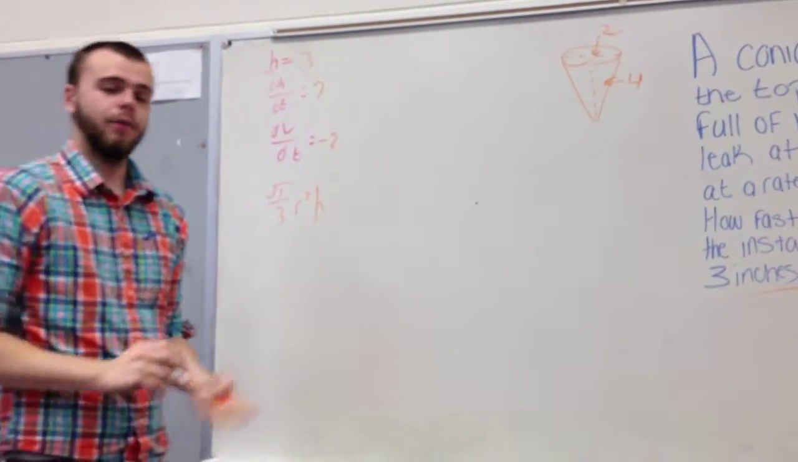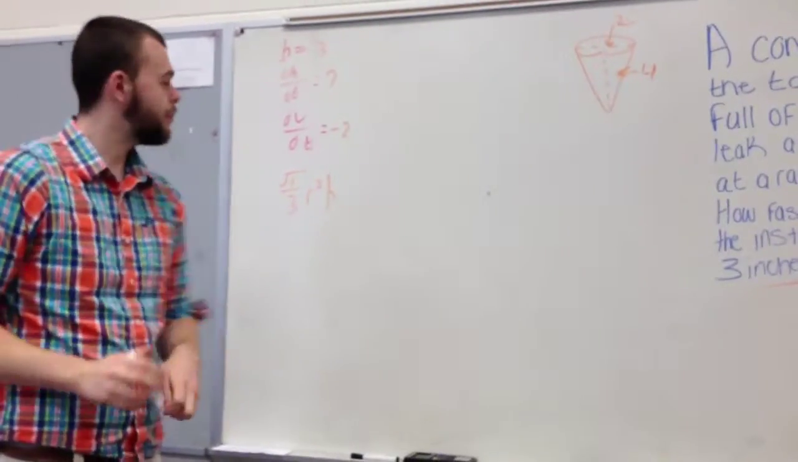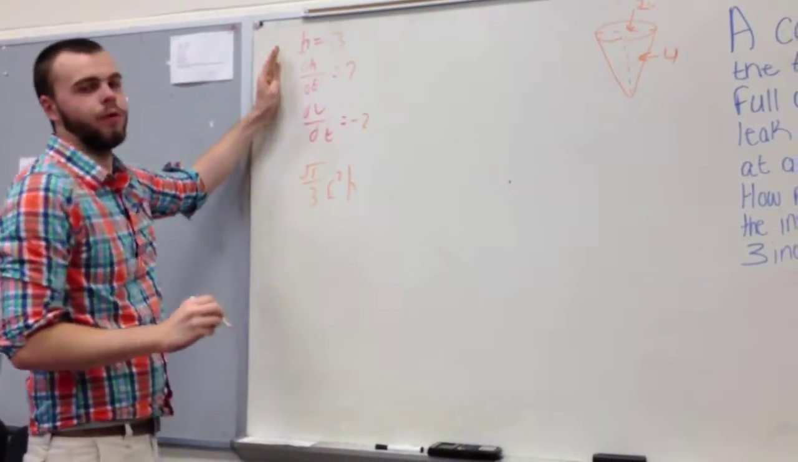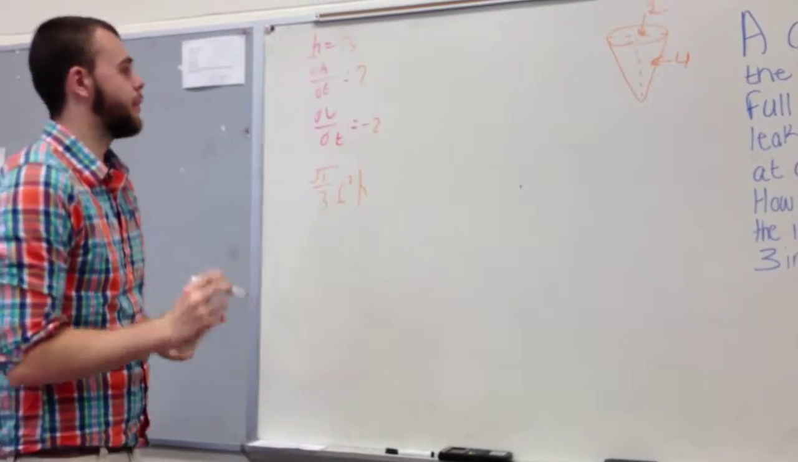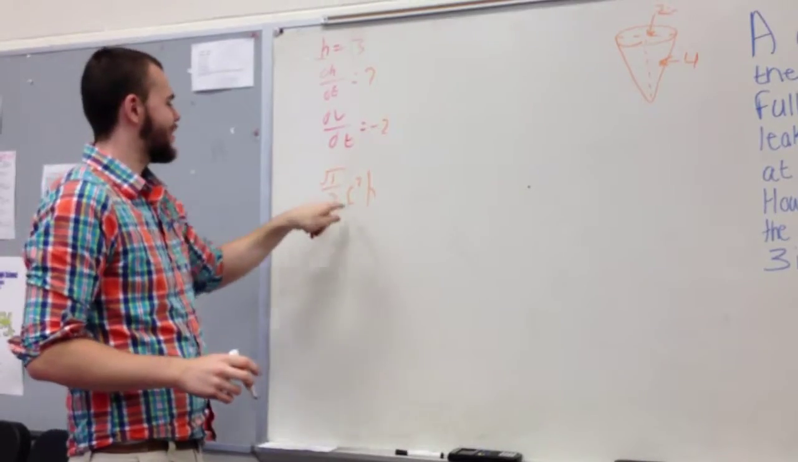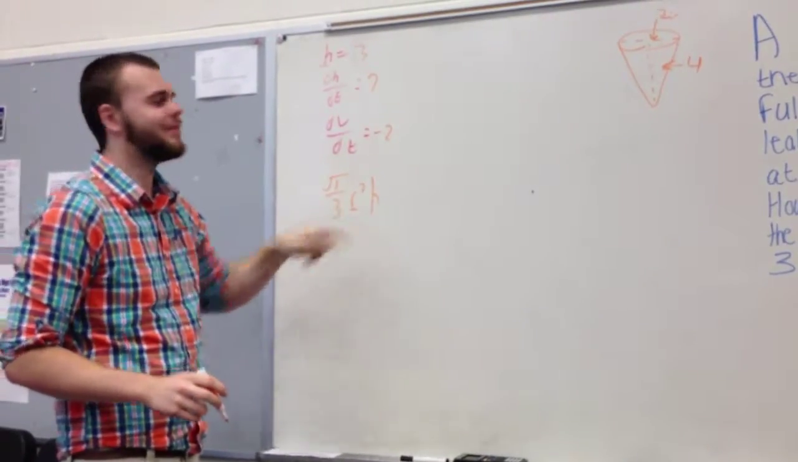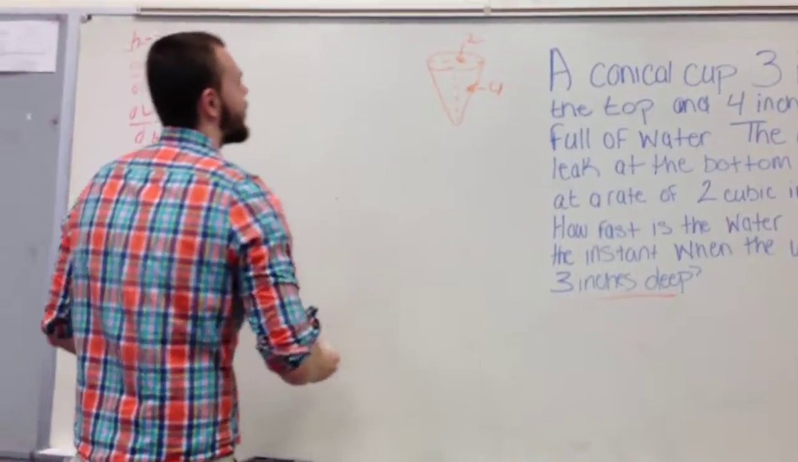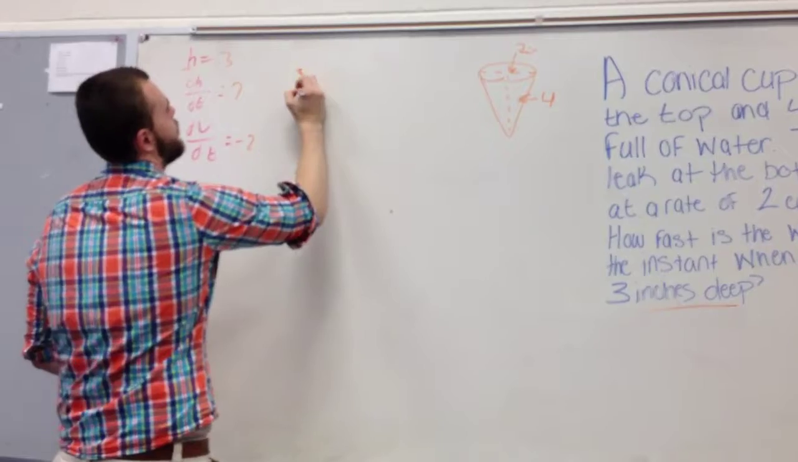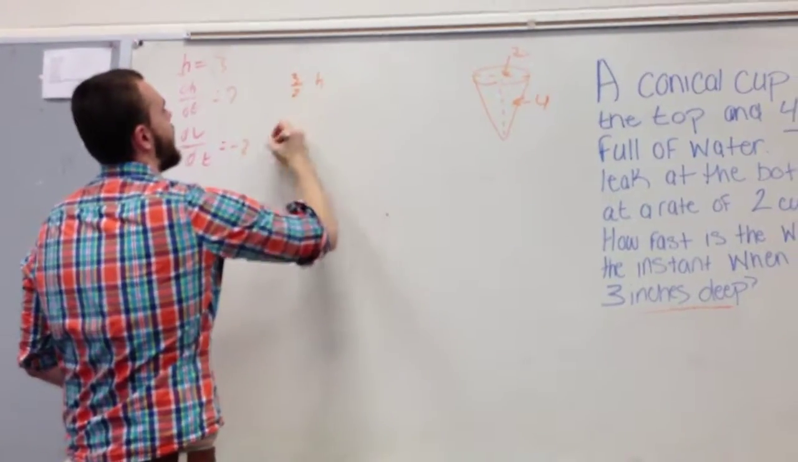Normally here, I would differentiate and then plug in for values, but here's the problem. There's no r or dr/dt up here. So what we're going to have to do is find a way to express r as a value of h. So we take the original measurements of the cup. The diameter is 3, therefore the radius is 3/2, and the height is 4.